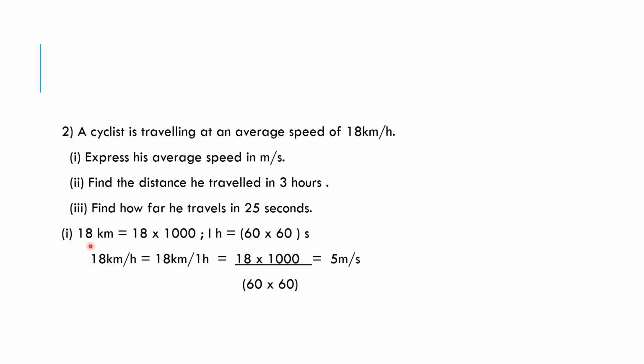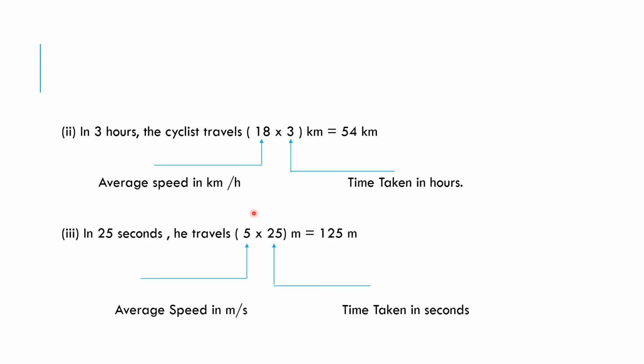Now let's express 18 kilometers per hour in meters per second. 18 kilometers has to be converted into meters, so we multiply by 1000. So 18 kilometers is 18,000 meters and 1 hour is 3600 seconds. So 18 kilometers per hour is equal to 18 into 1000 over 3600, that is 5 meters per second. So when we express the average speed of 18 kilometers per hour in meters per second, it is 5 meters per second.